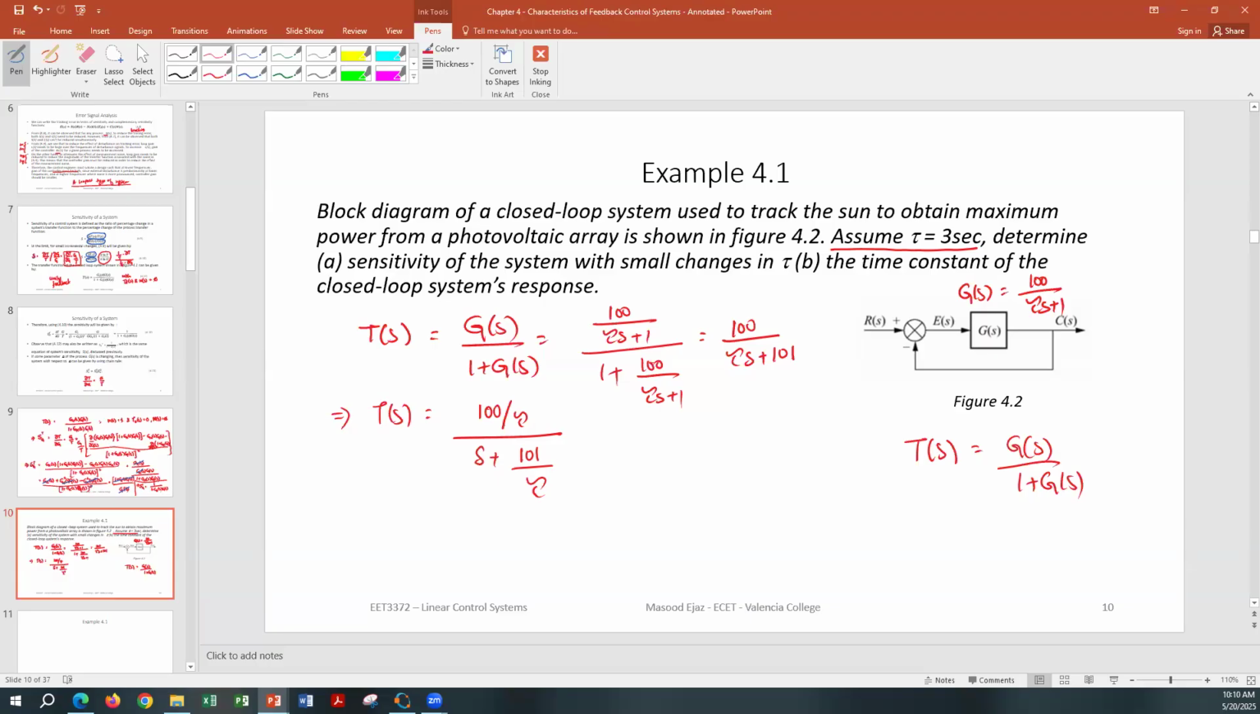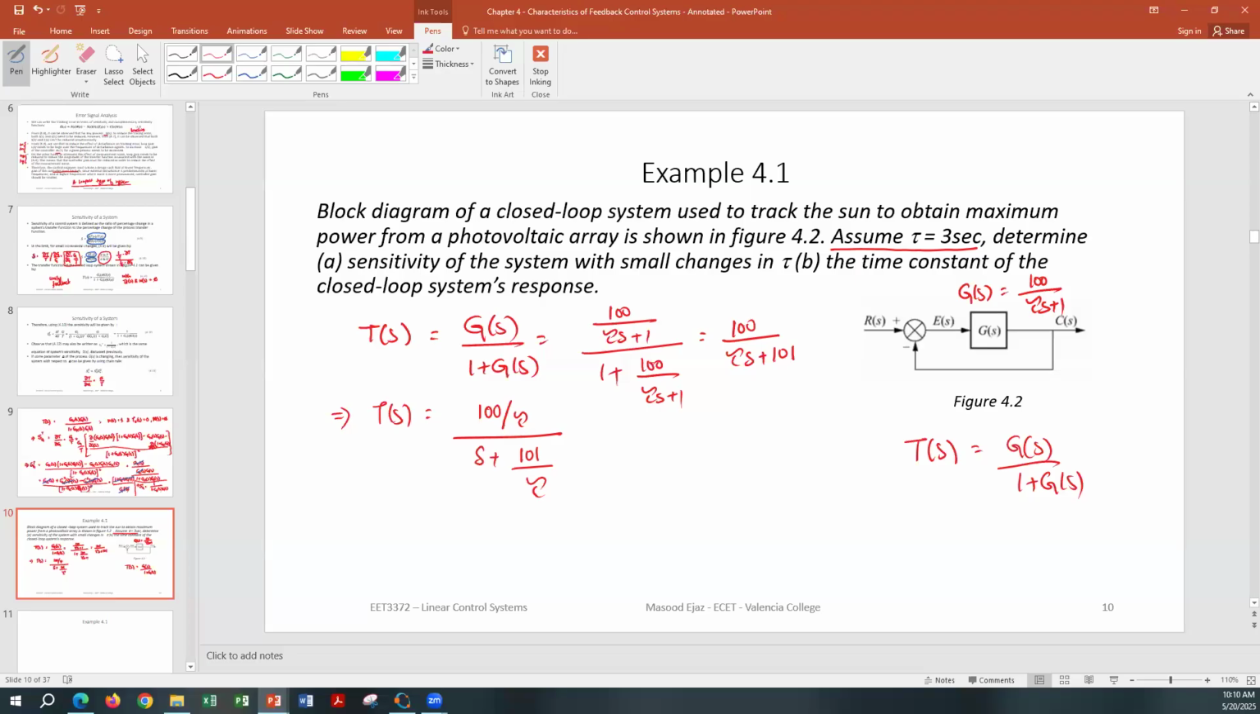If you put this in the time domain and take the inverse Laplace, what will be your result? So 100 over tau is constant, and what did you say next? E to the power negative 101 over tau times t, right? So if you write that down, e to the power negative 101 over tau times t, from this, what will be your time constant?